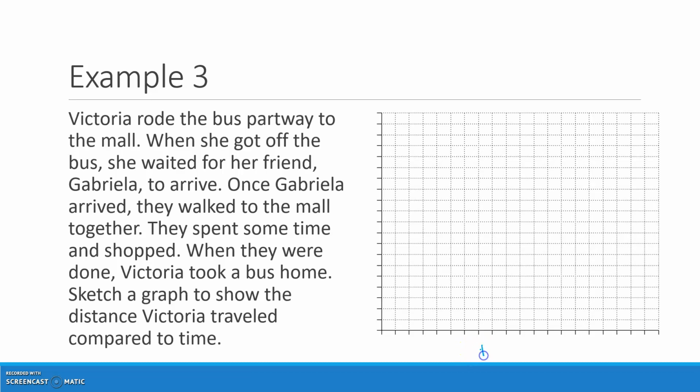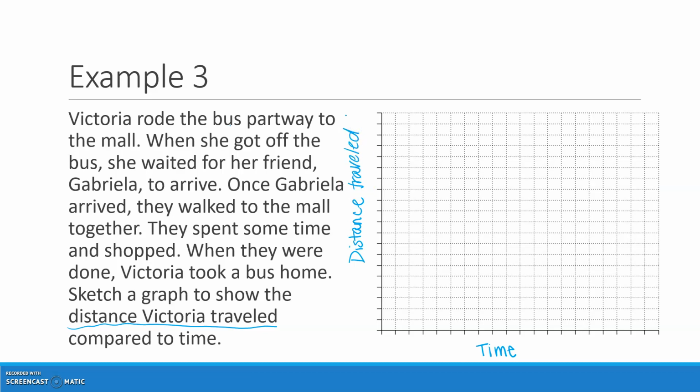So time is pretty much always going to go down here. Time is always going to go on the bottom. And along here, they've told us the distance, we're looking at distance Victoria traveled. So I'm just going to call that distance traveled.